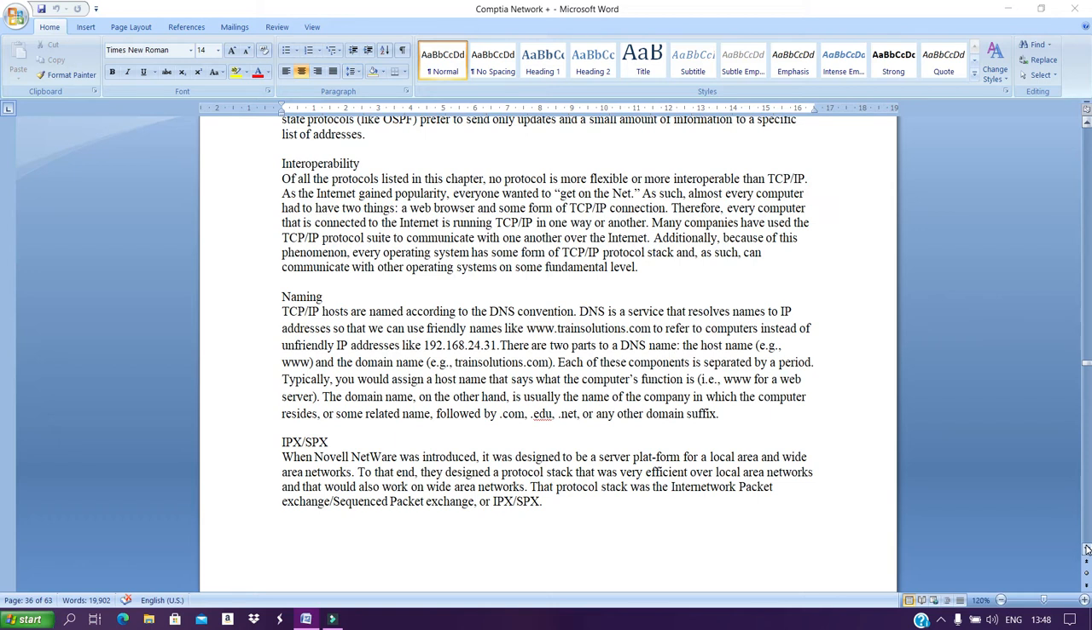There are two parts to a DNS name: the host name, e.g. www, and the domain name, trainsolutions.com. Each of these components is separated by a period. Typically, you would assign a host name that says what function the computer performs, i.e. www for a web server. The domain name, on the other hand, is usually the name of the company the computer resides on, or some related name followed by .com, .edu, .net, or any other domain suffix.